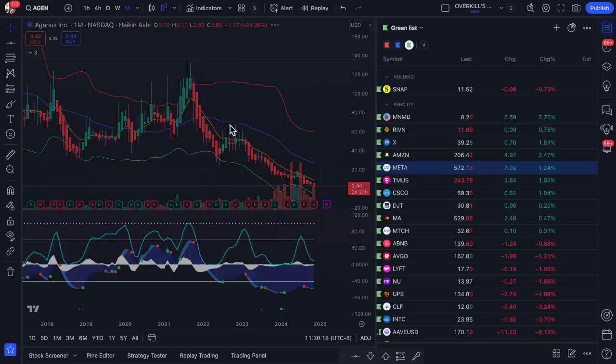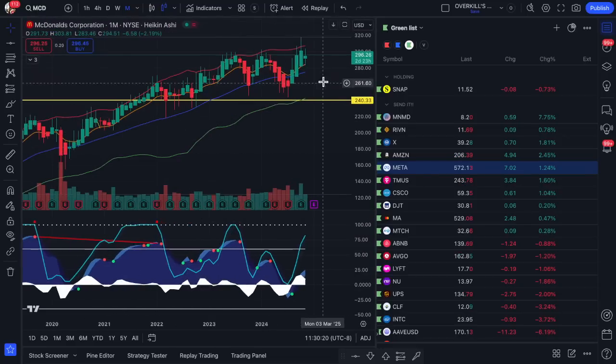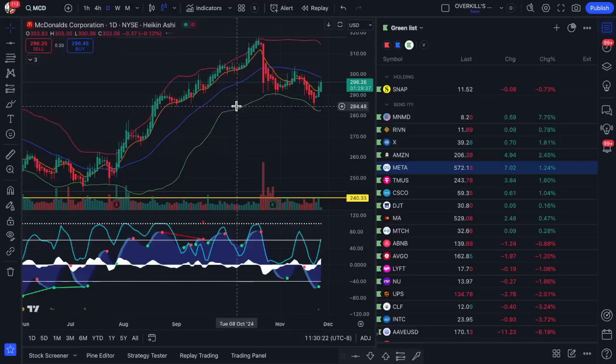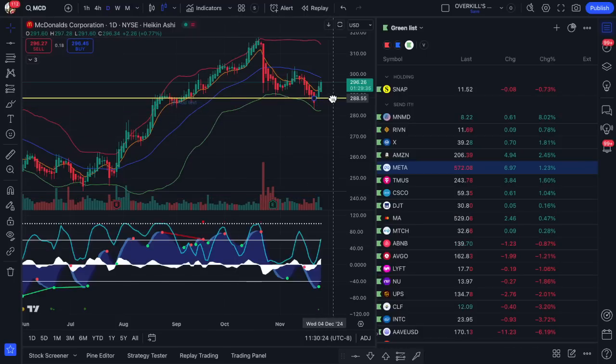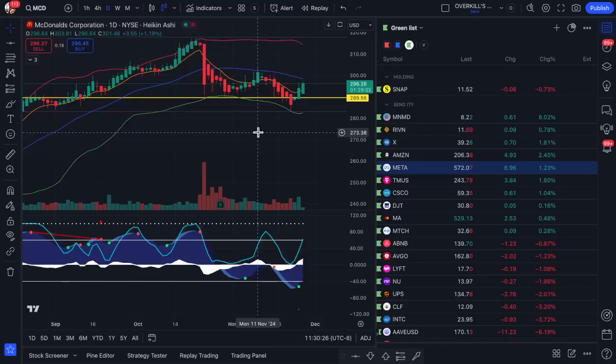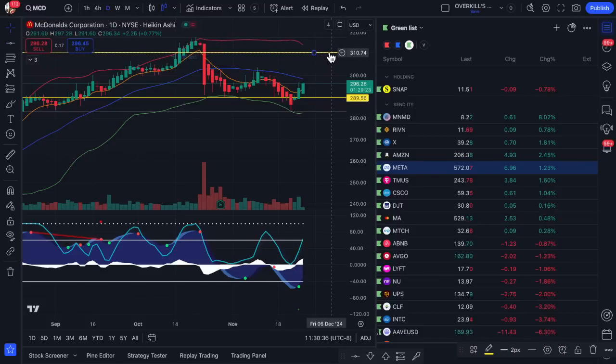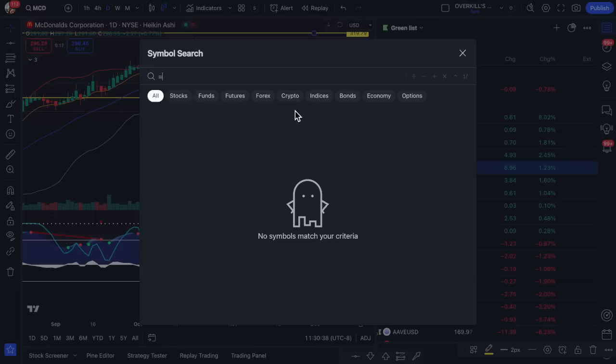MCD. Monthly chart, ooh, trying to pump there. Looks like the daily's trying to pump, so I'd put a stop loss on this one if you're playing it. Looks like the green dot came on the 25th. That was yesterday. I put a stop loss on this one right there at 289, and I have a target of that one probably around 310 to 320 for McDonald's there.